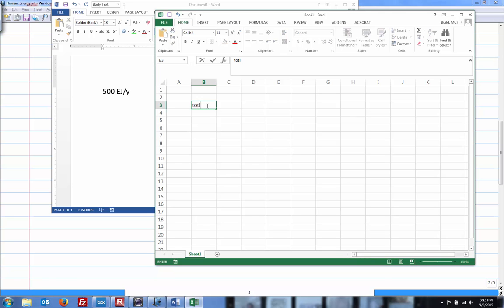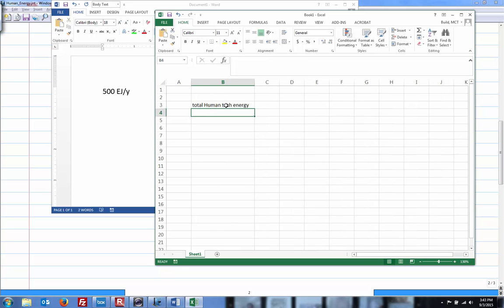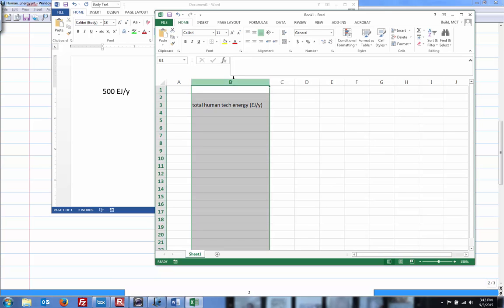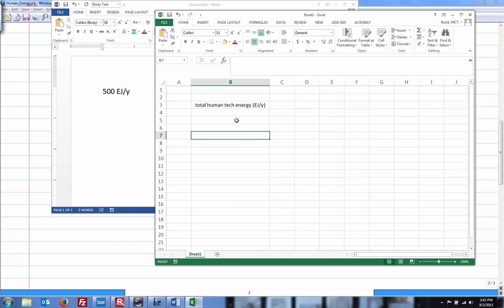I'll put total human technological energy. And the polite thing to do is to put the units, exajoules per year. So I'm putting that out there as well. I just double-clicked there so that the cell would be the right dimensions. Total human energy per year. 500. Exajoules is 10 to the 18th.